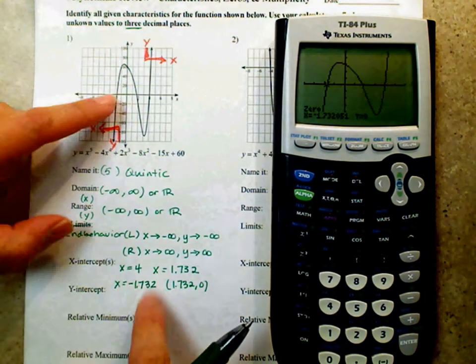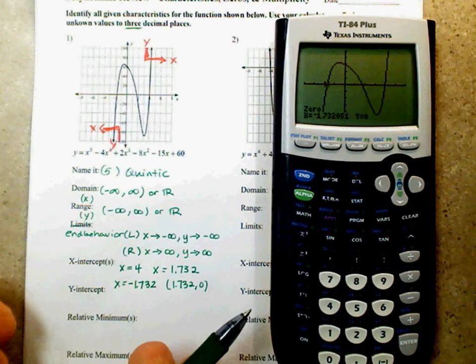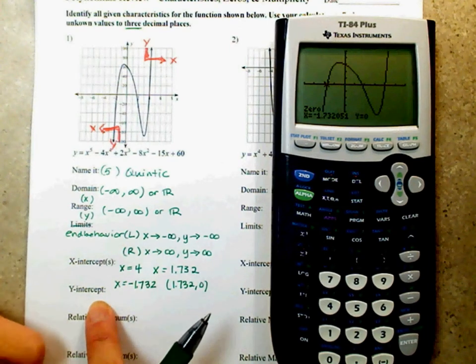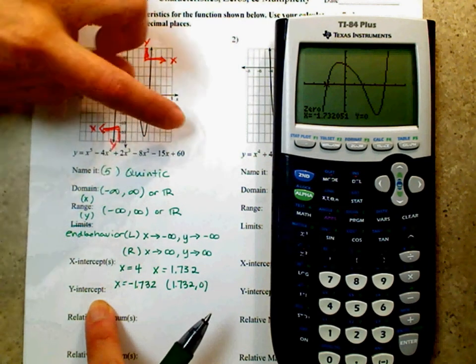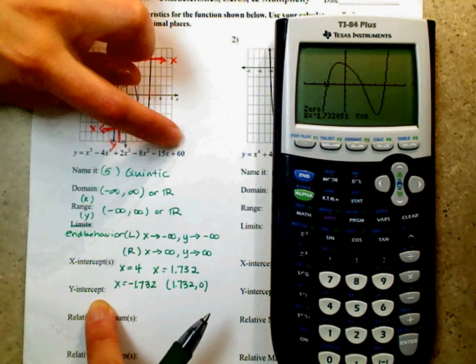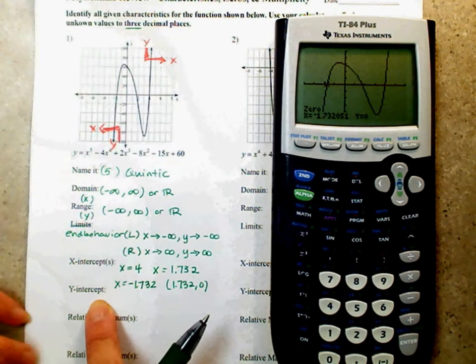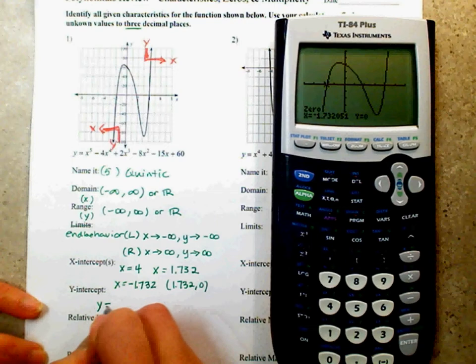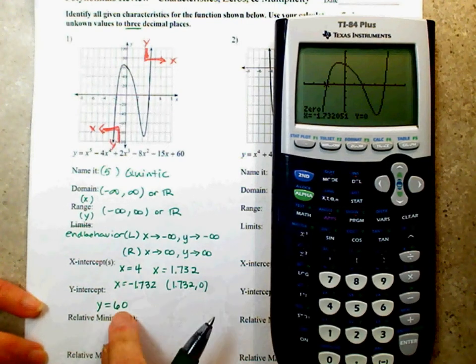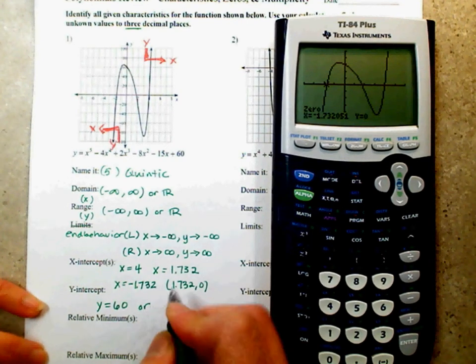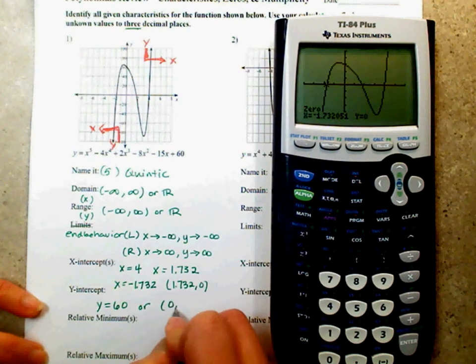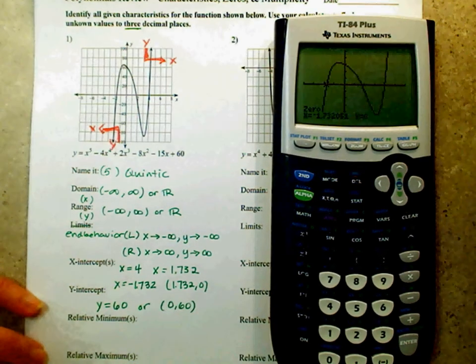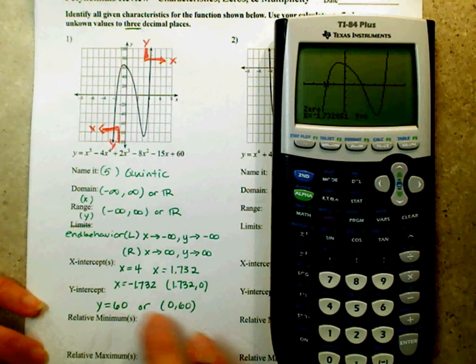1, 2, 3. Okay? Your y-intercept is always the constant right here. The c value, that constant is always your y-intercept. So y is equal to 60. You can write it like this, or you can write 0, 60. Both of those are correct. Those mean the same thing, so either one.